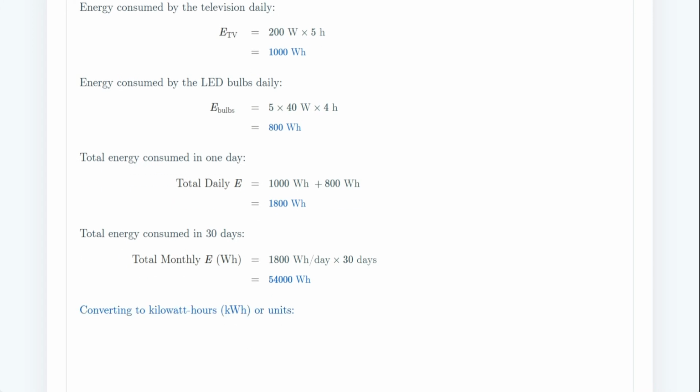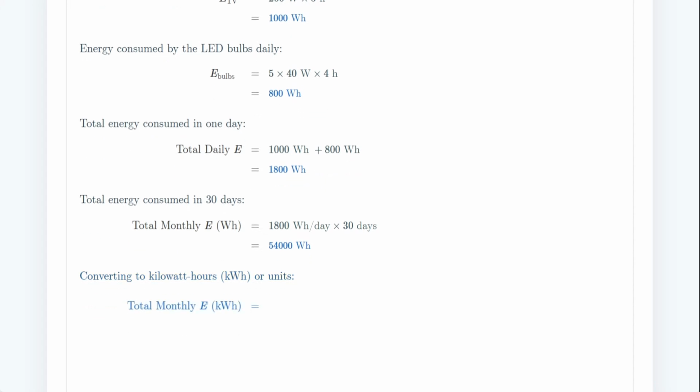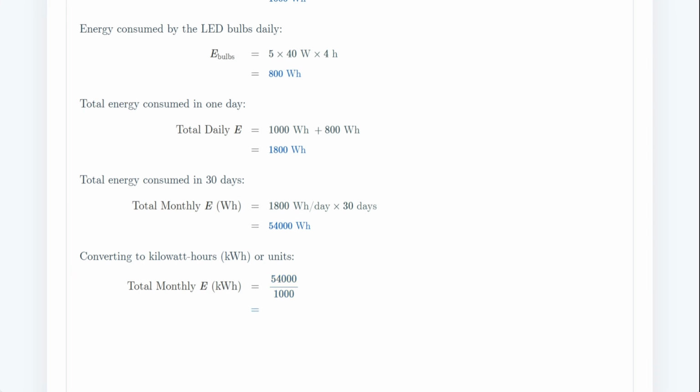Now, here is a very important concept. On your electricity bill, 1 unit is exactly equal to 1 kilowatt-hour. Since our answer is in watt-hours, we must divide by 1000 to convert it into kilowatt-hours. So, the total monthly energy in kilowatt-hours is 54,000 divided by 1000. Cancelling the zeros, we get 54 kilowatt-hours, which simply means 54 units of electricity.